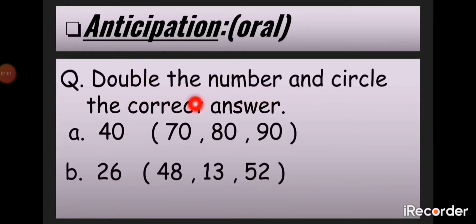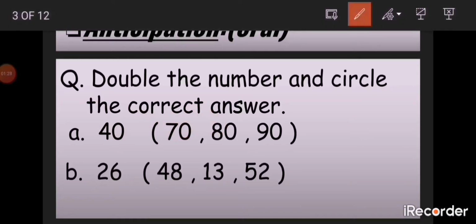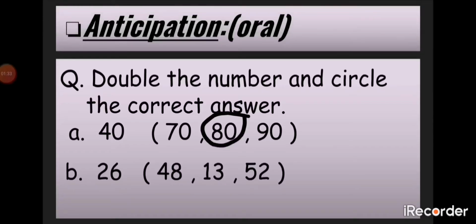Anticipation. Double the number and circle the correct answer. We have two numbers here. First one is 40 and here are options in the bracket 70, 80 and 90. We have to find out which one is correct. What is the double of 40? 40 means 4 tens. So the double of 4 tens is, now put 4 tens in your mind and count on 4 more, 5 tens, 6 tens, 7 tens, 8 tens. Stop. The answer is 8 tens. So I'm going to circle 80. 8 tens means 80.